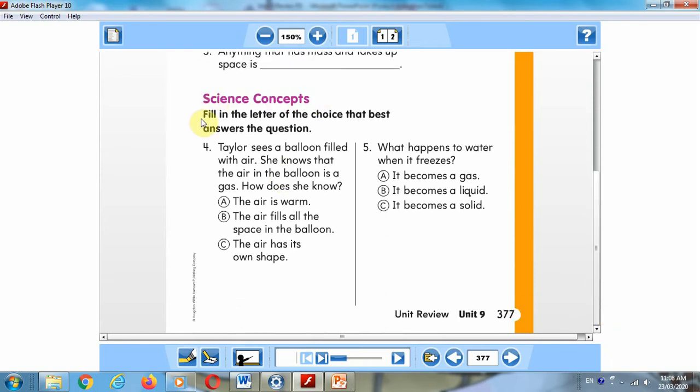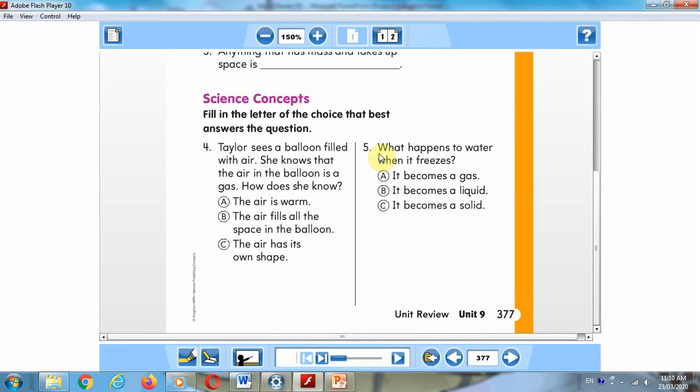Science concepts. Fill in the letter of the choice that best answers the question. Number 4. Taylor sees a balloon filled with air. She knows that the air in the balloon is a gas. How does she know? How can you tell if something is in the state of gas? The air is warm. The air fills all the space in the balloon or the container. The air has its own shape. The best choice is B.